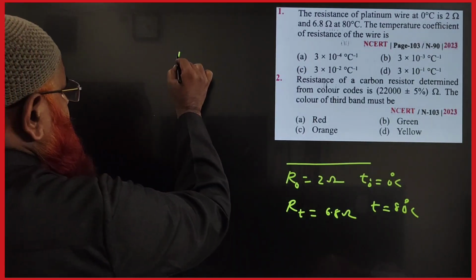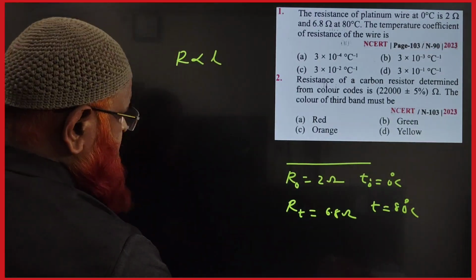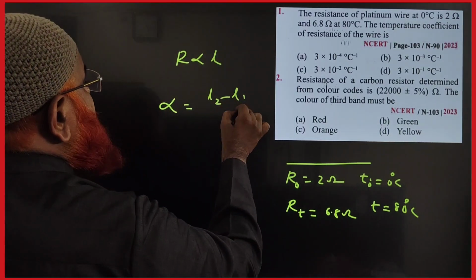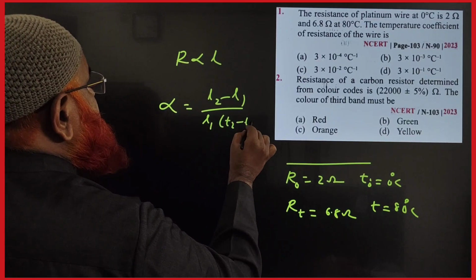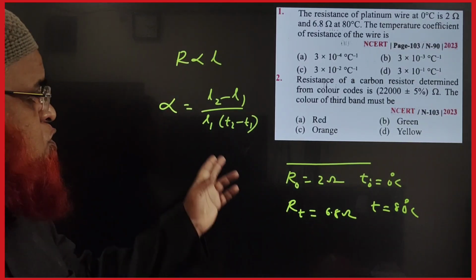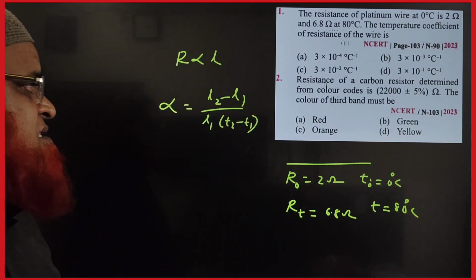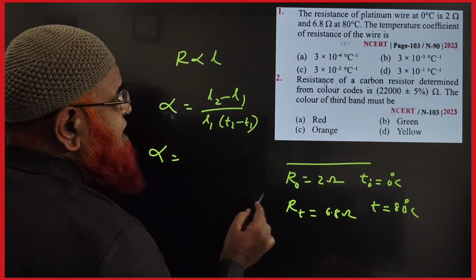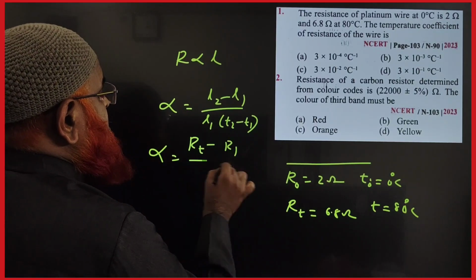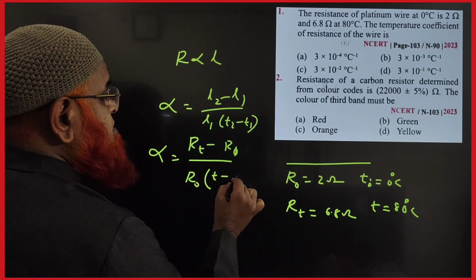Now, you all know resistance is directly proportional to length, am I right or not? As the length increases, resistance also has to increase. You know the coefficient of expansion from first year: L2 minus L1 by L1 into T2 minus T1. This is said to be the linear coefficient of expansion. Here also you write the same thing, instead of length you will take resistance. So R2 minus R1, that is RT minus R0 divided by R0 into T2 minus T1, which is nothing but T minus T0.